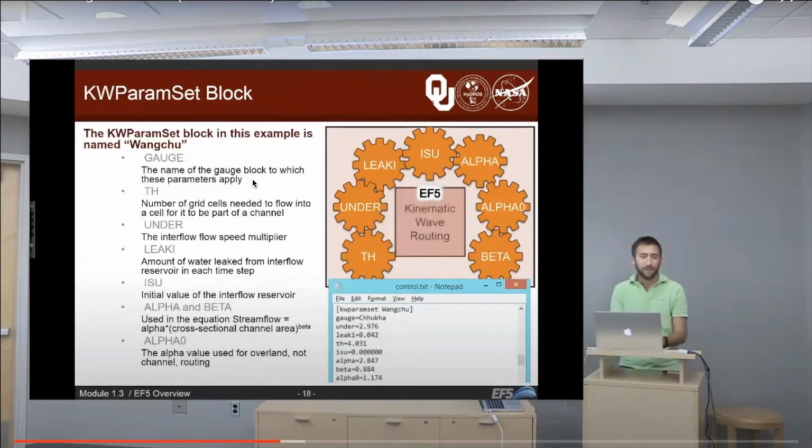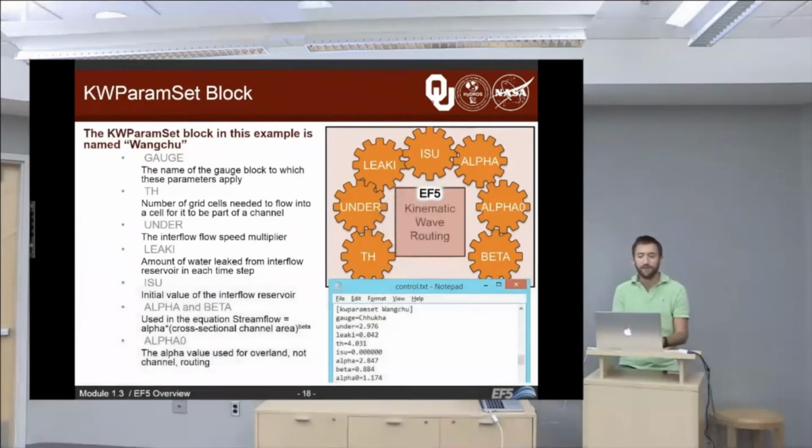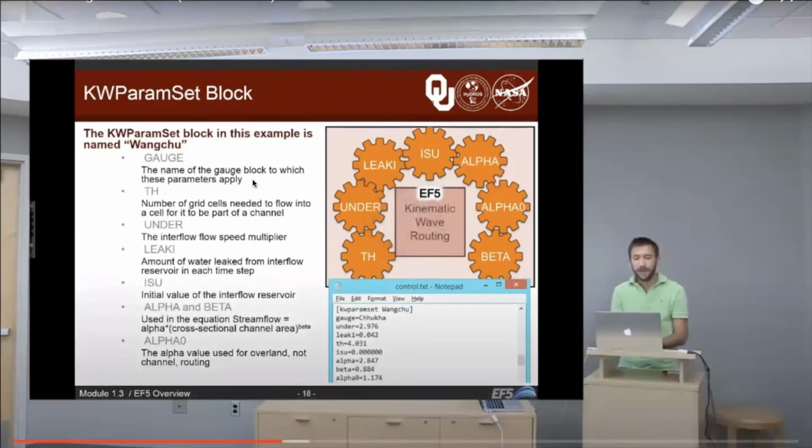The KW param set, KW is short for kinematic wave. In this case, it's called Wang Chu, which is the name of the basin. Ahora tenemos el bloque KW param set. KW corresponde a kinematic wave, que es la onda cinemática. Y en este ejemplo se llama Wang Chu.